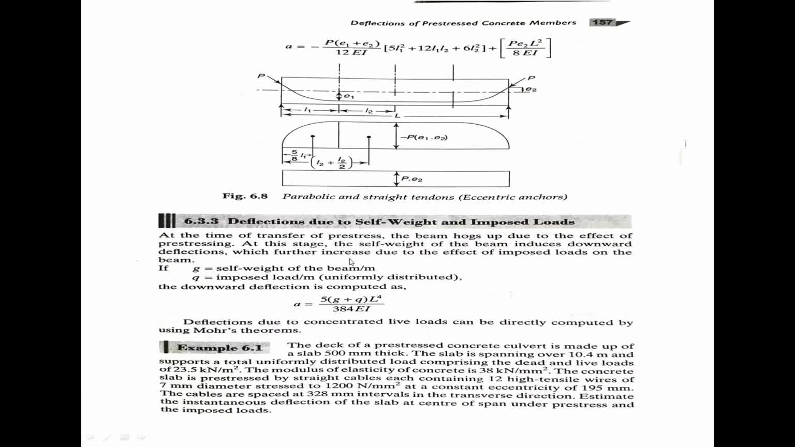0.0335 kN per mm. Now, deflection due to prestressing force: Δp equals minus PeL square by 8EI. We finally got the value minus 7.25, upward. Deflection due to loads: 5WL to the power 4 divided by 384 EI, for live load and dead load. I have to finally calculate the deflection formula. In this formula, you have to use Δ equals 5WL to the power 4 by 384 EI.